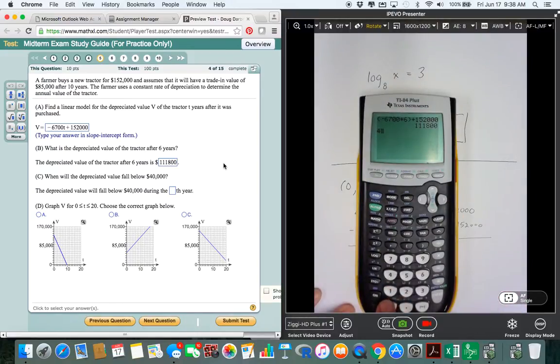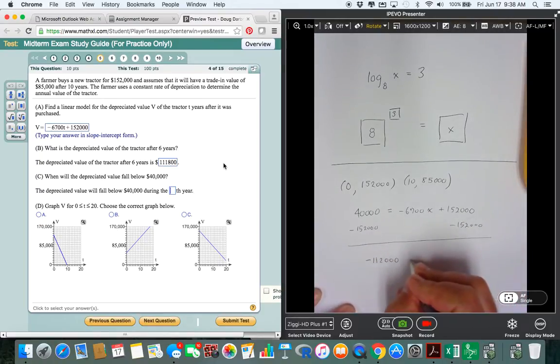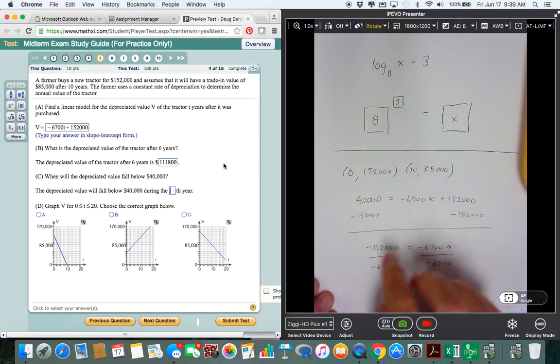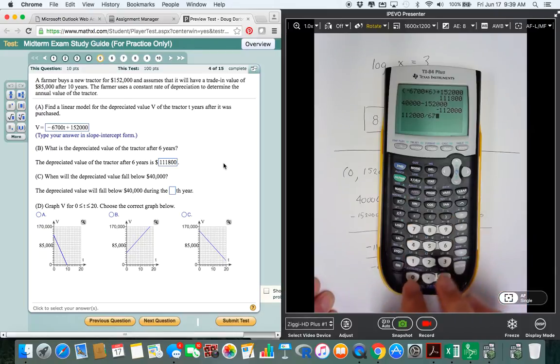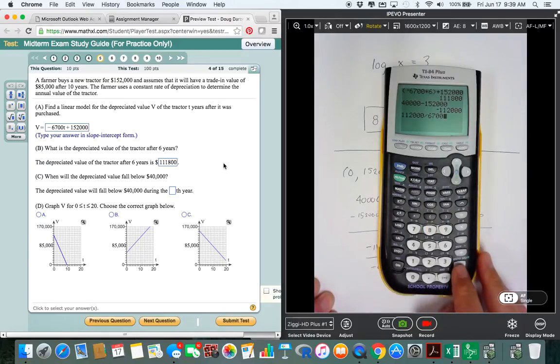Just so I don't make any silly mistakes. So I have negative 112,000 on the left side. Have this on the right. So I want to divide both by, now I'm not going to worry about the negative. A negative divided by a negative is a positive, so I can just worry about the 112 divided by 6,700, which is not right. All right.